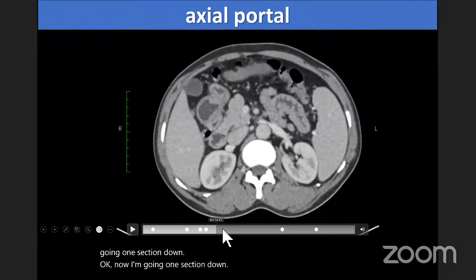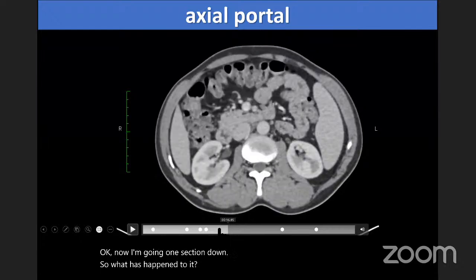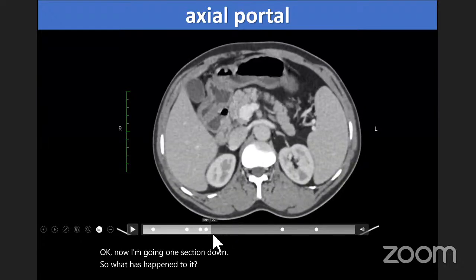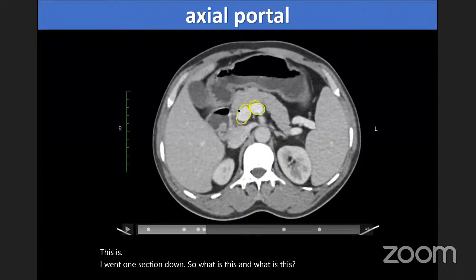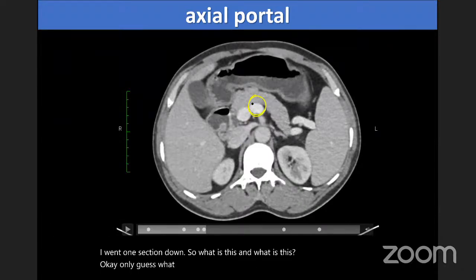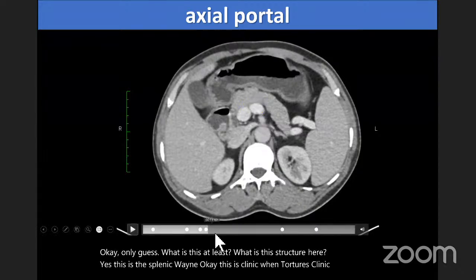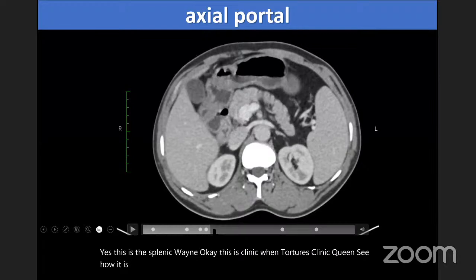So what has happened to it? See, I went one section down. So what is this and what is this? Okay, only guess what this is at least. What is this structure here? Yes, this is the splenic vein. This is the splenic vein, tortuous splenic vein. See how it is joining the superior mesenteric vein. See, now it has joined the superior mesenteric vein.